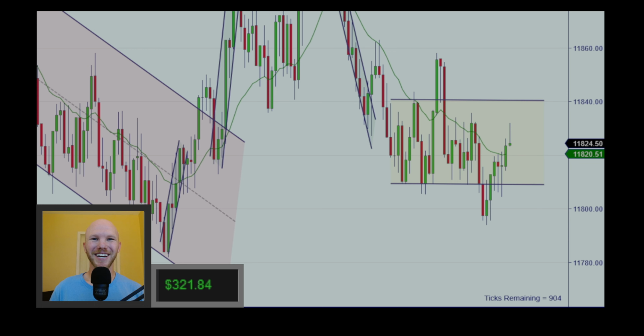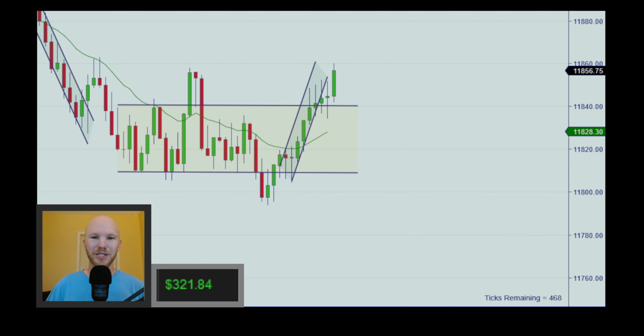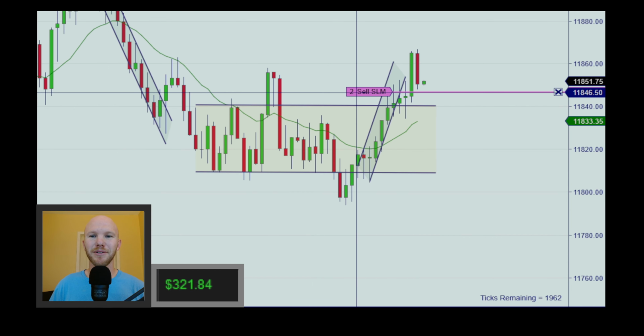Let's see what else we can find. All right, so we do have a break of this channel and a new extreme forming. So if this turns bearish, we can short it back into the range, waiting to see how this candle forms, and hopefully we can get another quick trade here. All right, got my order in place.